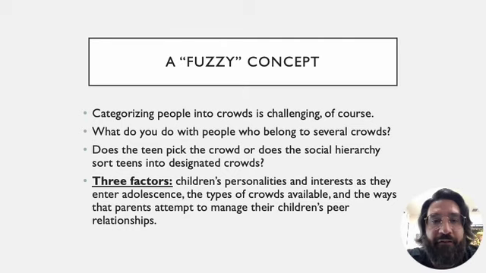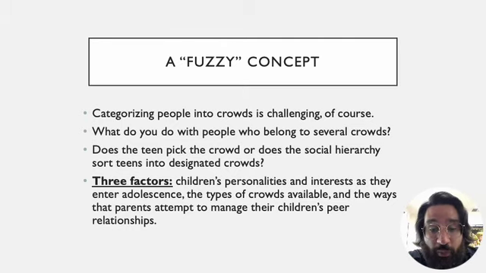So this is, like we say, a fuzzy concept. Categorizing people into crowds is challenging. What do you do with people who belong to several crowds? Does the teen pick the crowd, or does the social hierarchy sort people into designated crowds? We have kind of three factors maybe to consider.